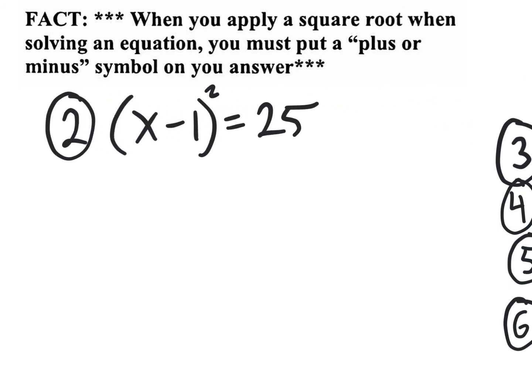So let's not use mental math, right? Let's think, I want to get this x by itself, so I need to get rid of everything around the x. What do I get rid of first? The exponent. How do I get rid of that square?